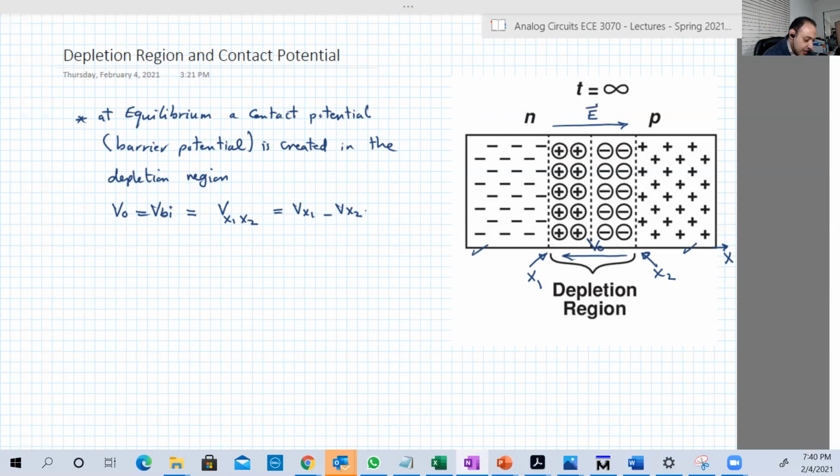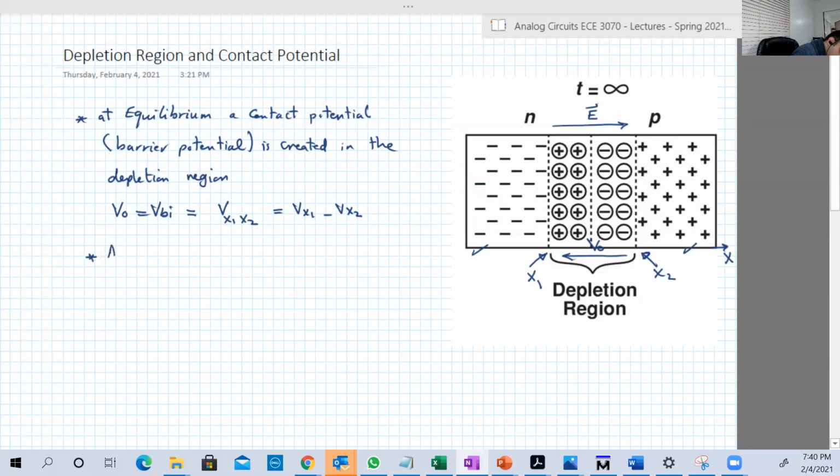Good. Now the question: can we determine this naturally created potential VBI, or V naught, or the contact potential? The answer is yes, we can measure it. We have a fact that we discussed last time and at the beginning of this video: at equilibrium the diffusion current is equal to the drift current. So let's see what happens if we equate them to each other.